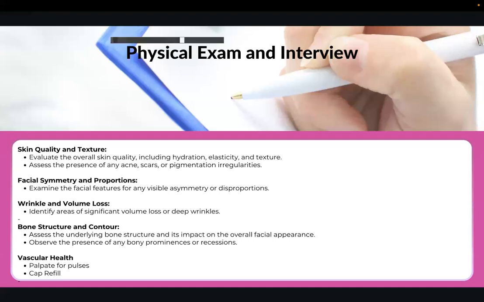For the physical exam, you want to look at the skin quality and texture, make sure the patient doesn't have any open wounds. You also want to look at the facial symmetry. Everyone has a little bit of asymmetry to their face, especially if they sleep on one side of their face. One side will be flatter compared to the other. And then also you want to pay attention to the wrinkles and to the volume loss. And you want to look at the bone structure and the contour. And then finally, you want to assess the vascular health.